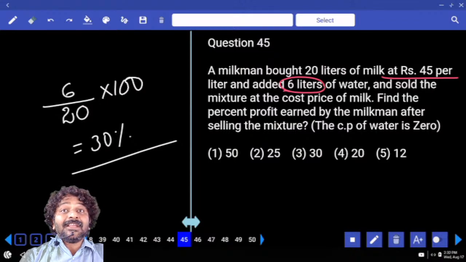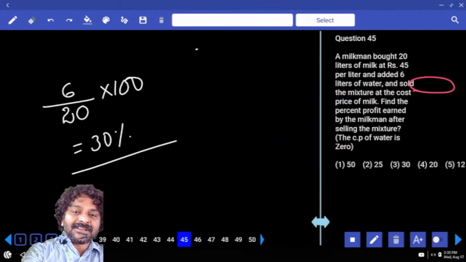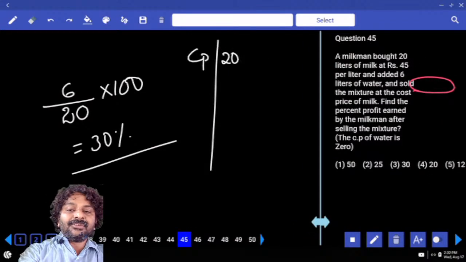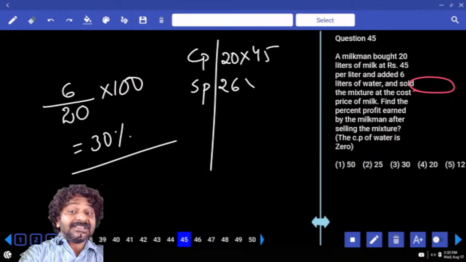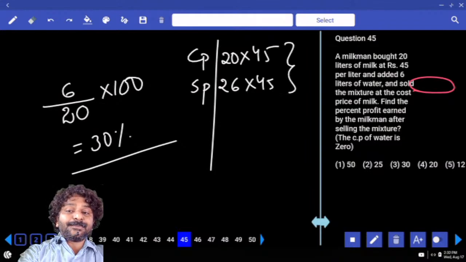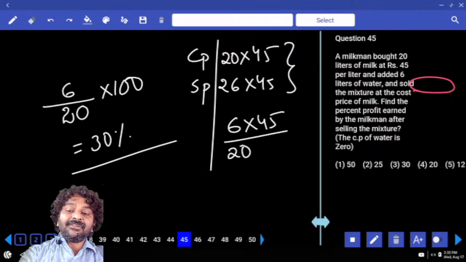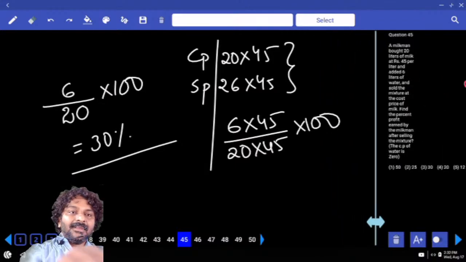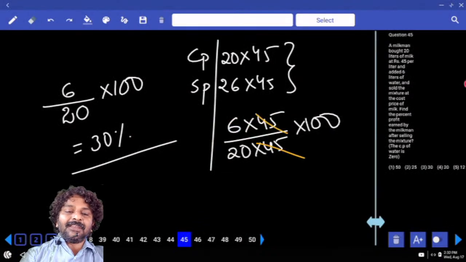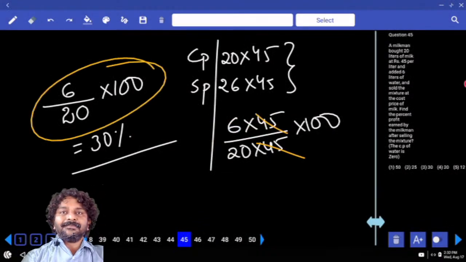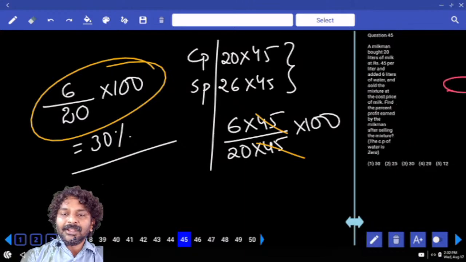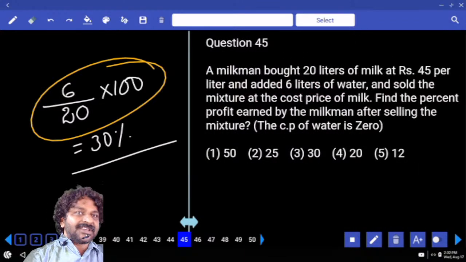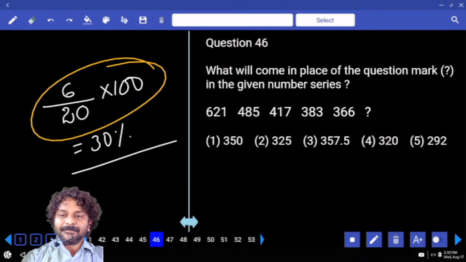Otherwise you have to calculate total cost price and then total selling price. Total cost price 20 into 45, total selling price 26 into 45, difference is profit only, that is 6 times 45. Profit upon cost price, 20 times 45 percentage into 100. Again we are getting the same step, 45 can be cancelled. Directly we are writing this step instead of all these. Hope you got it. So unnecessarily don't write number of steps, it's going to waste your time.